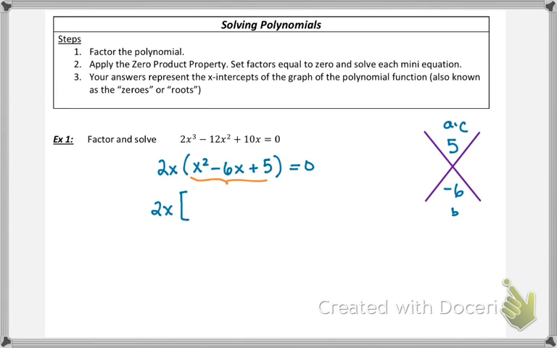So two numbers that multiply to give me 5 and add to give me negative 6 is negative 5 and negative 1. That's how I'm going to split up my middle term, negative 6x. So x squared, negative 6x is going to break up into negative 5x and negative 1x plus 5 equal to 0. Don't lose the equal to 0. Once I break it up into 4 terms, I'm going to go ahead and group them and then take out the GCF from each group.